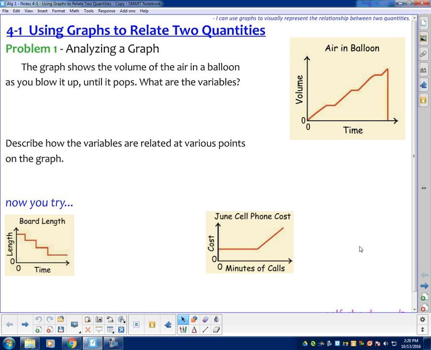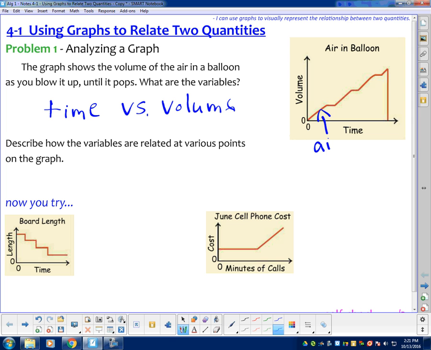Okay, so what are the variables? So variables are time versus volume. And if I were to describe this, it's blowing up a balloon, right? In each of these, this is air going in. I don't know how much it increases, because there aren't any numbers on it, right? It's a generic graph.